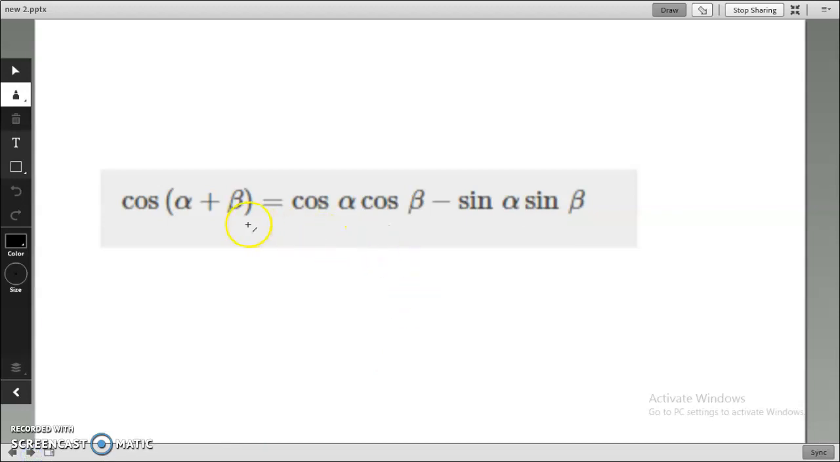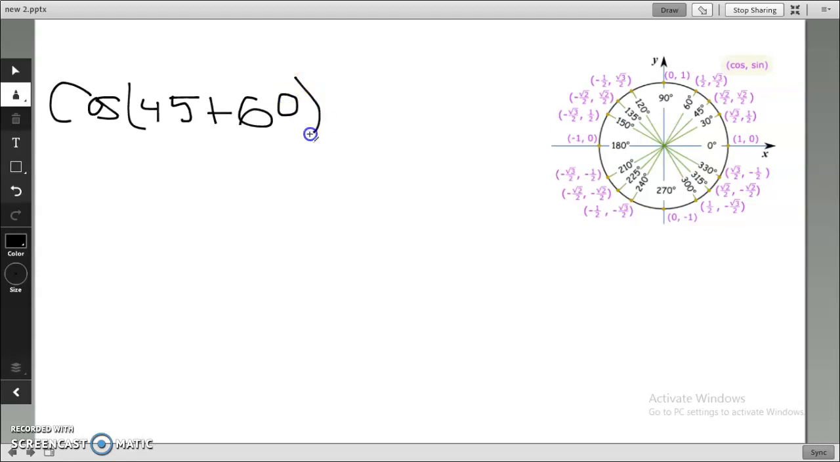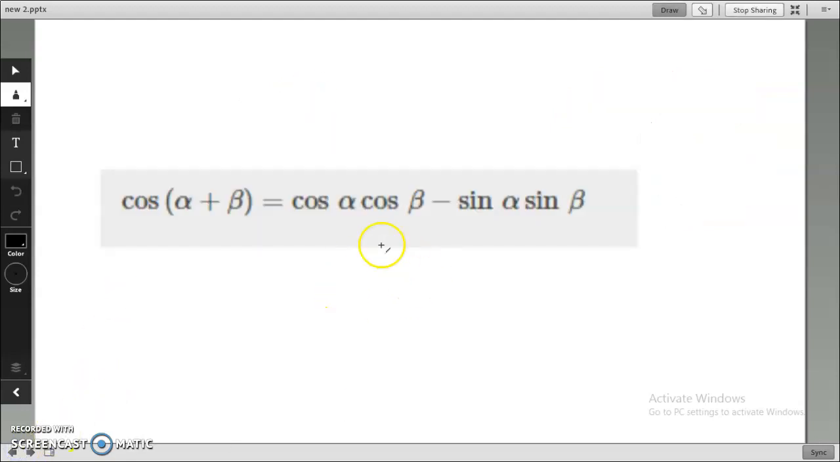And I know that I'm going to be using a sum. So it's going to be 45 plus some number. So when I did it, I got cosine of 45 plus 60. Notice I already have my unit circle over here ready for me. And again, I'm just going to use that formula. So it's going to be cosine of alpha times the cosine of beta minus, this time instead of plus, the sine of alpha times the sine of beta.